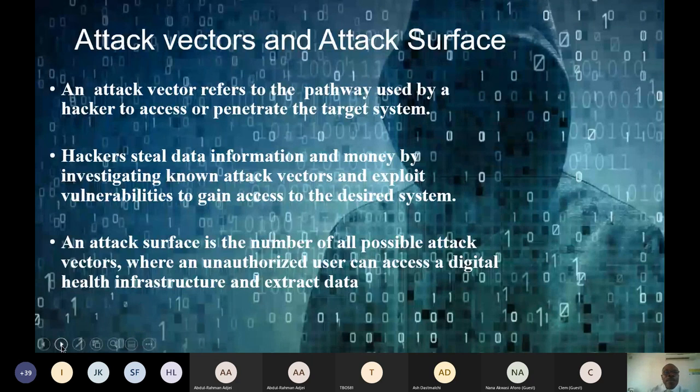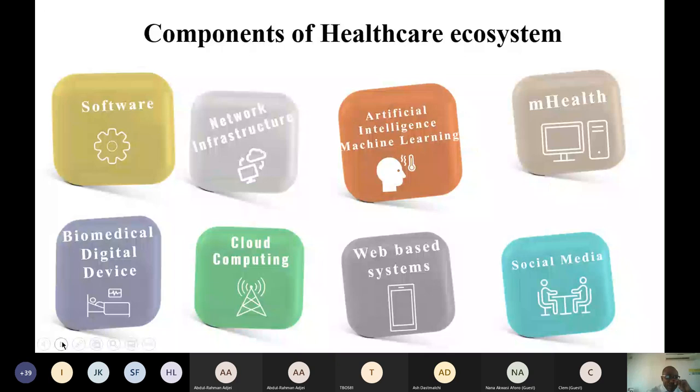So let me give you a demonstration. I decided to capture the data health ecosystem in the health sector. In the health sector, every typical healthcare institution, most of them use software.